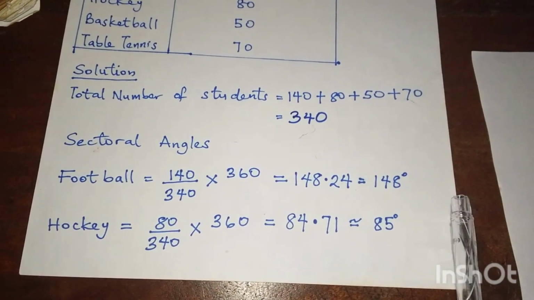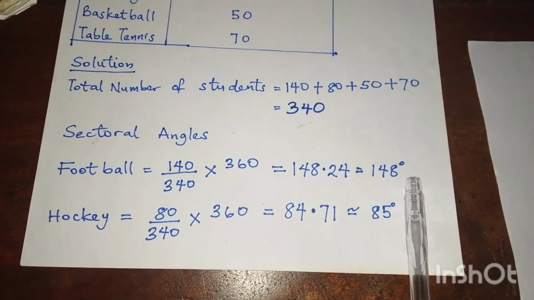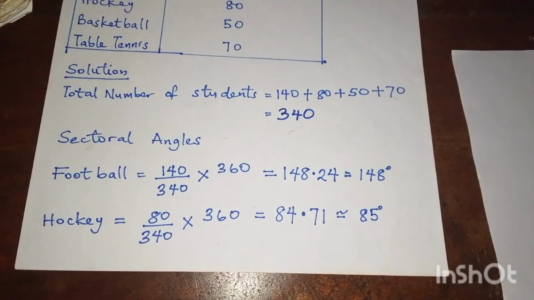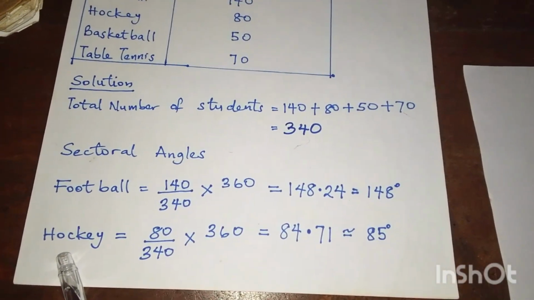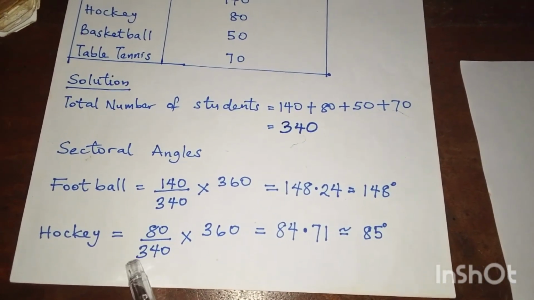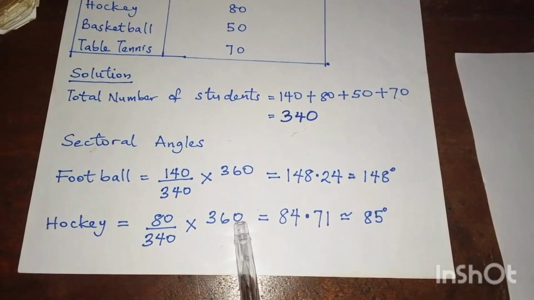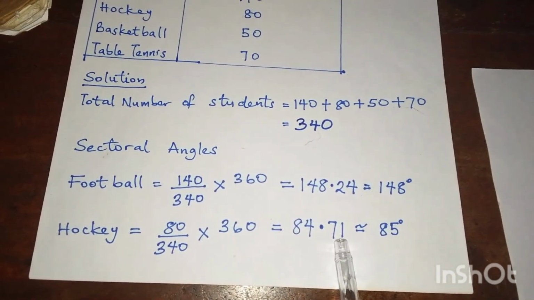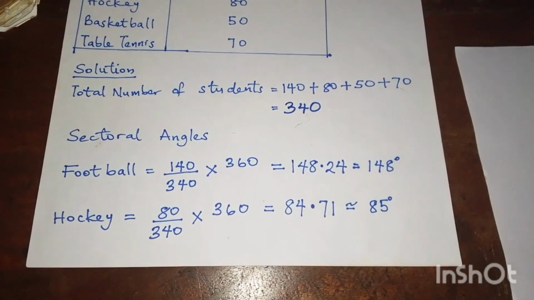If you want to do a pie chart, you always do it to the nearest degree, because the accuracy is to the nearest whole number. Now for hockey, how many students are playing hockey? 80. So 80 divided by the total number of students, 340, times 360. 360 is the sum of angles in a circle. So that gives us 84.71. To the nearest whole number, we are going to get 85 degrees.